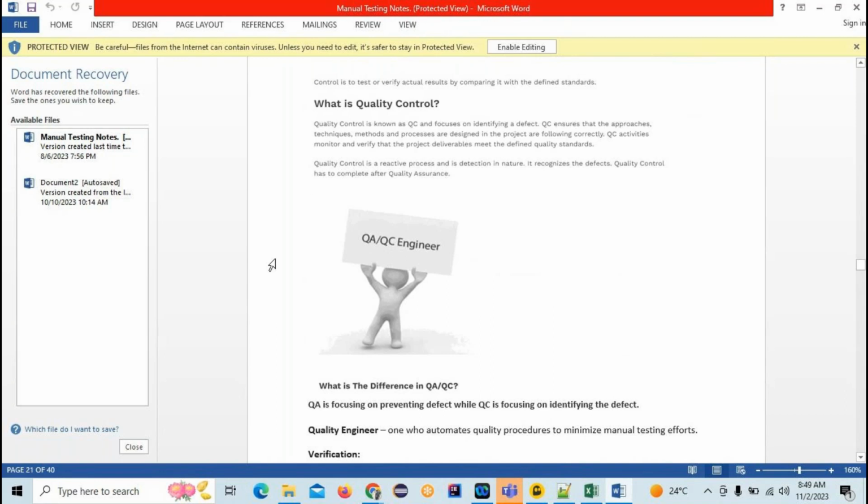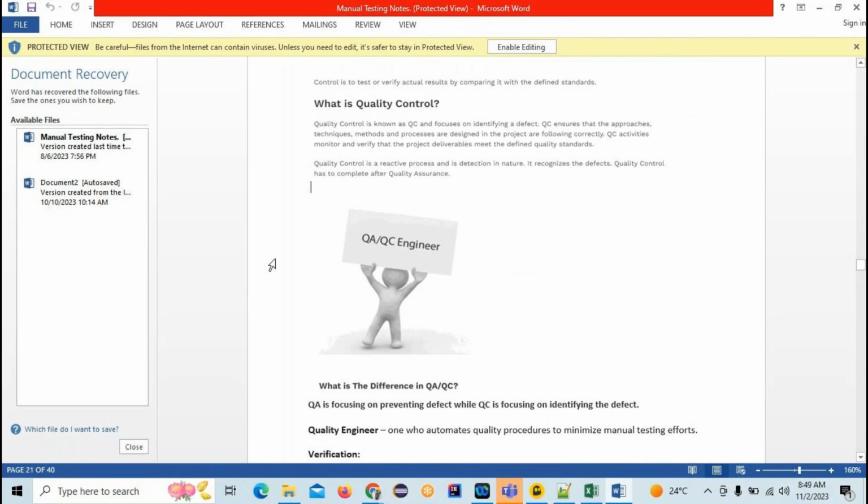Because they are assured that nothing will happen, no issues will happen until those 5 years and 10 years. In a similar way, QA is nothing but we are going to give an assurance. Okay, by mistake if any defects are identified while doing the QA, we are going to control it. QC is focusing on identifying the defect. Okay, both are vice versa, both are opposite. QA is focusing on preventing defects while QC is focusing on identifying the defects.